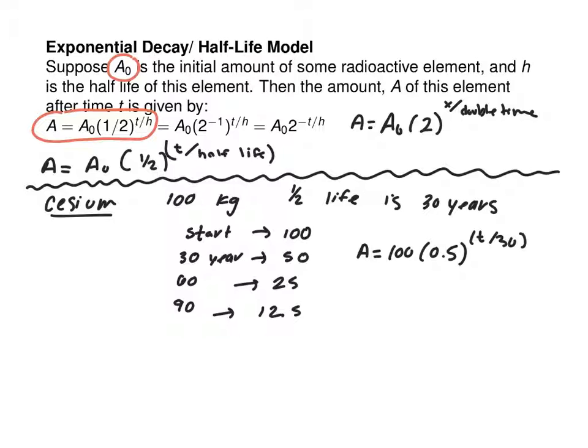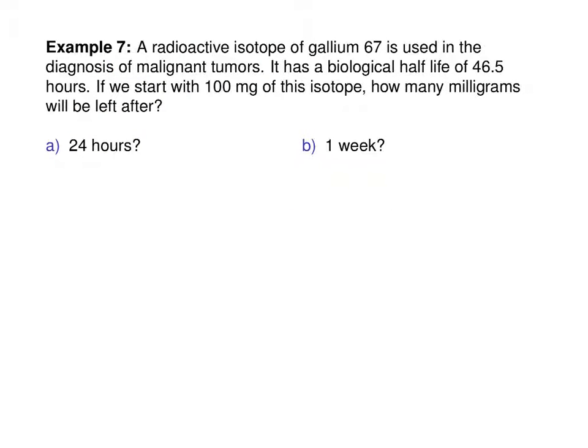Okay, so here's one of the radioactive things. You use gallium-67 to diagnose malignant tumors. It has a biological half-life of 46.5 hours. So if you begin with 100 milligrams of this isotope, how much is going to be left after 24 hours and a week? So first of all, what's the general equation? It's A sub 0, 0.5 to the, we'll say, t over h.